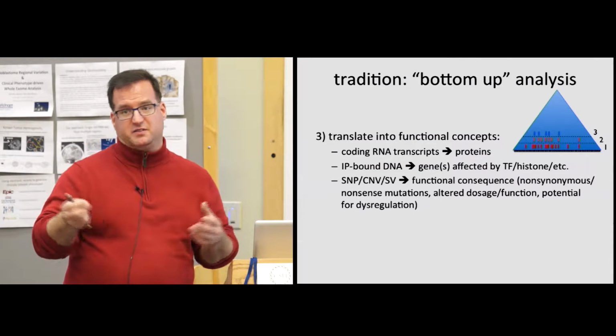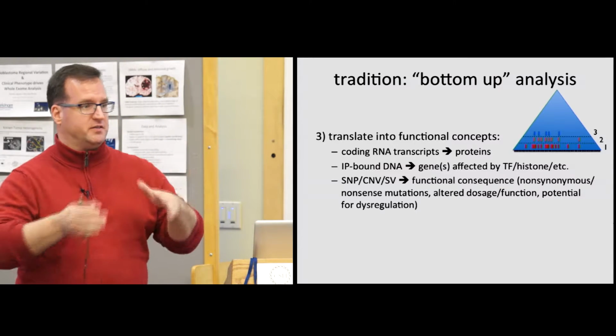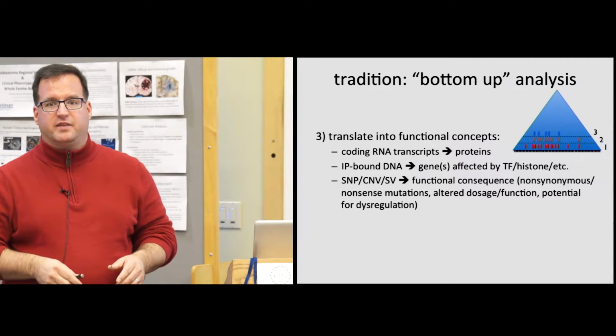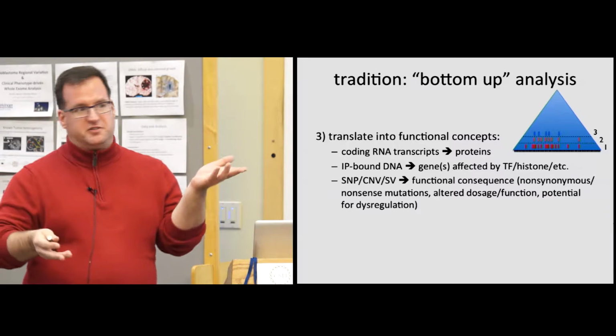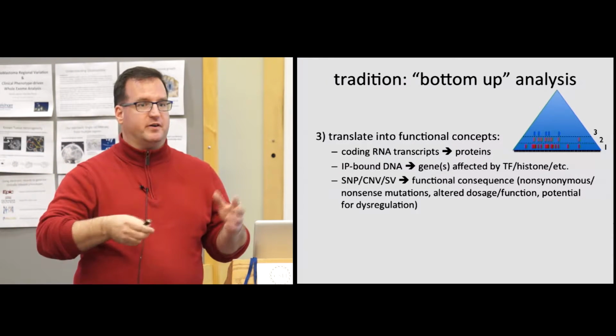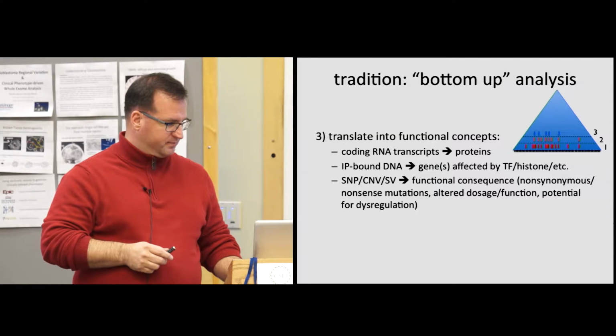Well, if my peak is within 200 base pairs of a promoter, I'm going to associate that peak with that promoter and with that gene. But why is 200 the right number, and why is it not 500? And those end up being kind of arbitrary.